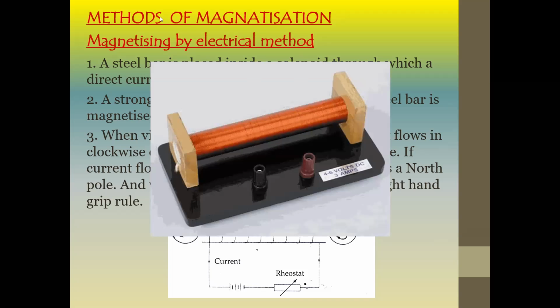So this is a solenoid. There are many turns, the wire is turned around. So we will pass the current. When we pass the current, it will produce a magnetic field. So one side will be north and another side will be south. And if a material is placed inside the hollow, that will behave like a magnet.